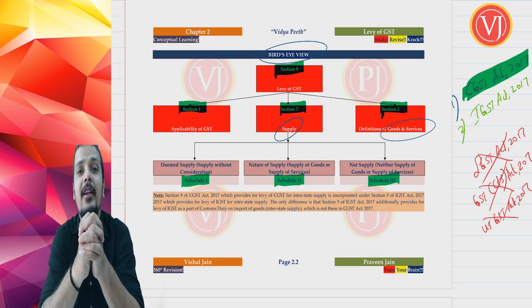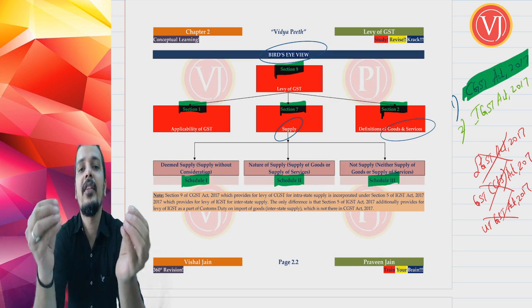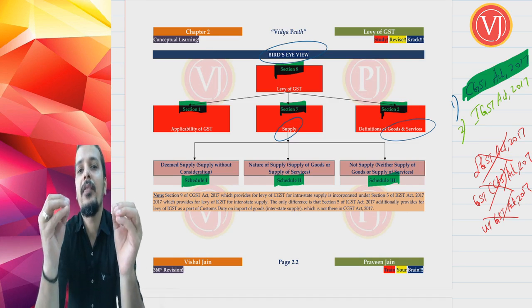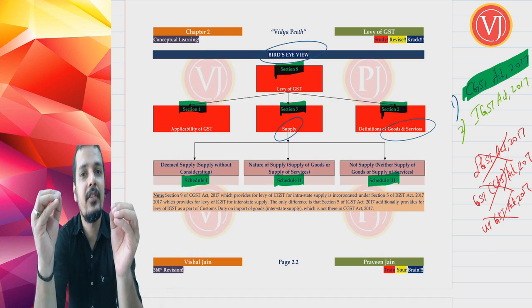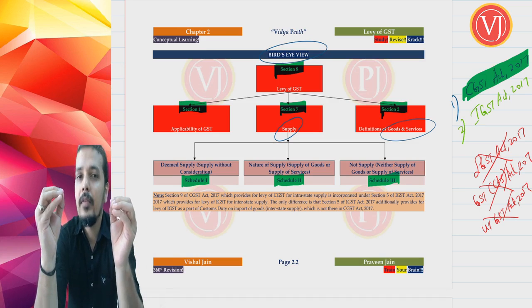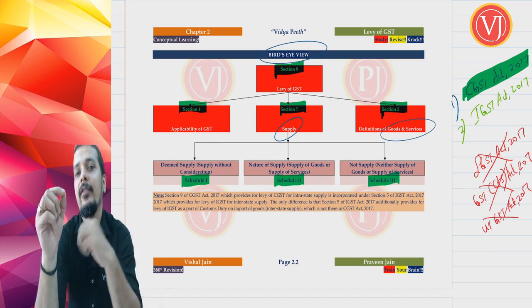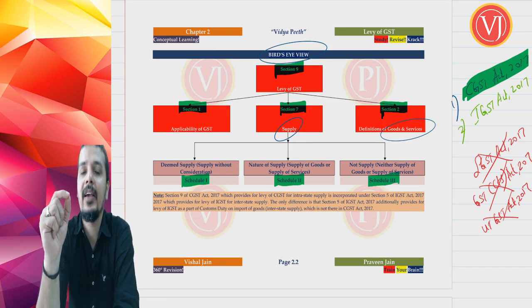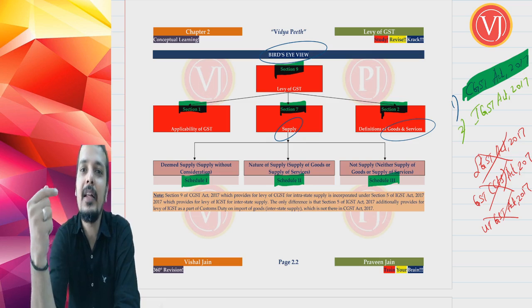Now one may wonder, sir, how many definitions are there in the CGST Act 2017? You'll be surprised that there are around 130 definitions, but don't worry. We are going to discuss definitions in such a way that you will not feel the pain. We'll be discussing definitions at the right place, whenever they are required, and we'll not be repeating the definitions.